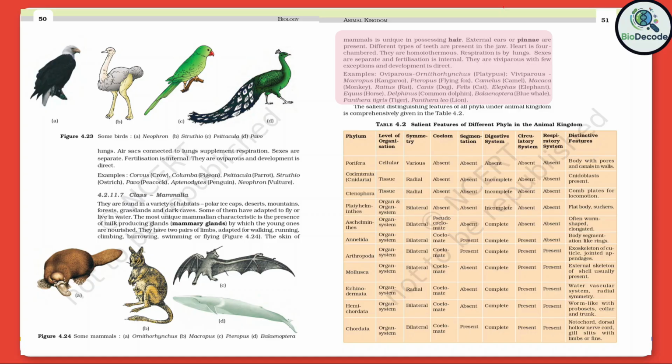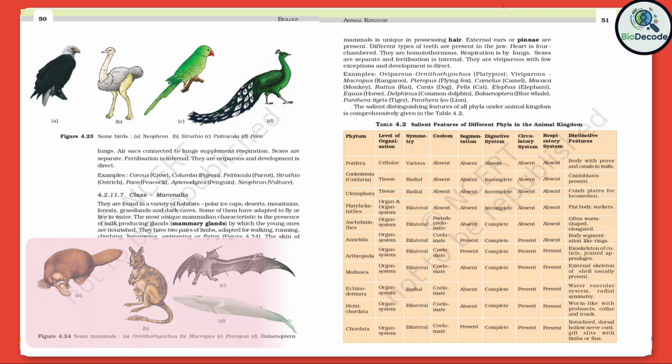Examples: Oviparous: Ornithorhynchus platypus. Viviparous: Macropus kangaroo, Pteropus flying fox, Camelus camel, Macaca monkey, Rattus rat, Canis dog, Felis cat, Elephas elephant, Equus horse, Delphinus common dolphin, Balaenoptera blue whale, Panthera tigris tiger, Panthera leo lion. Figure 4.24. Some mammals: A. Ornithorhynchus, B. Macropus, C. Pteropus, D. Balaenoptera.